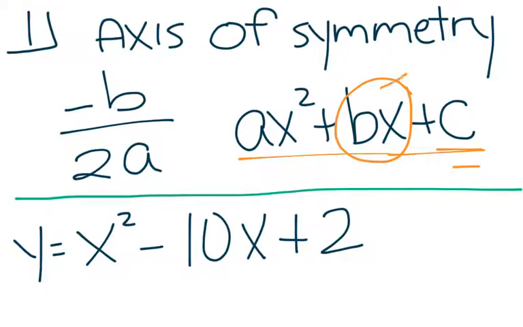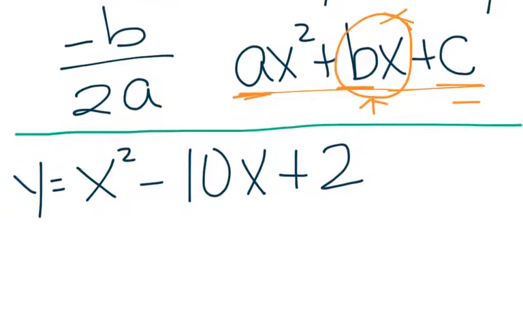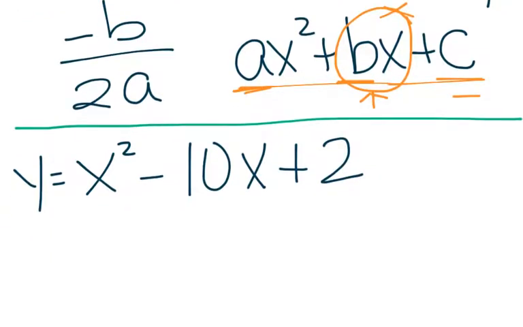Usually, if there's no middle term, the axis of symmetry is the y-axis. But since we have this middle term, it shifts either to the right or to the left. So what we do is we plug our coefficients, b and a, into the equation opposite b over 2a. So for number 1, we have x squared minus 10x plus 2, where a is 1, because there's an invisible 1 here, b is negative 10, and c is 2.